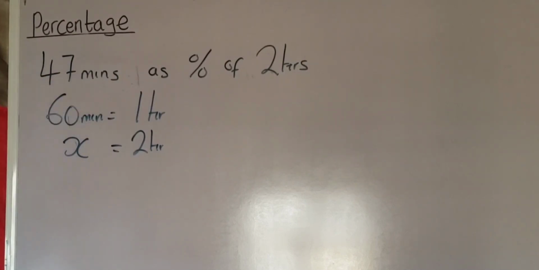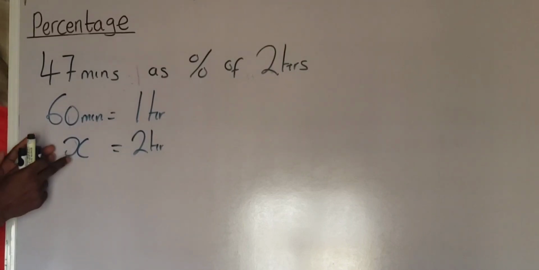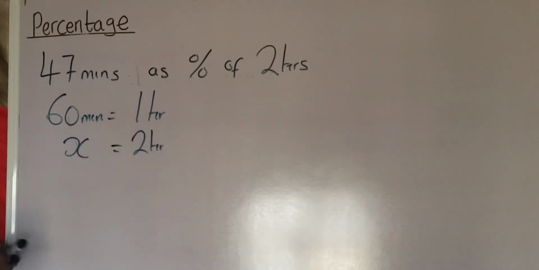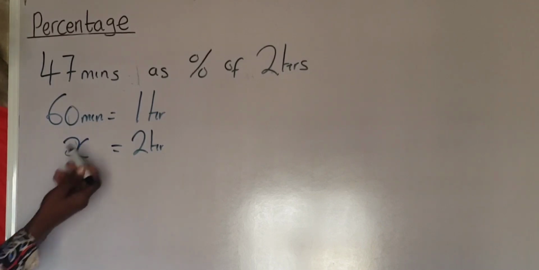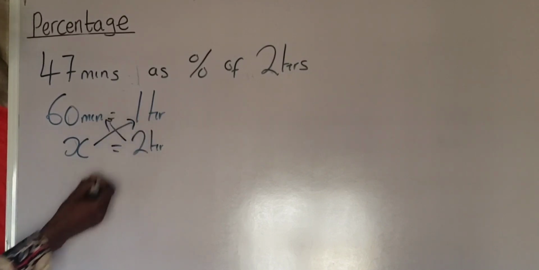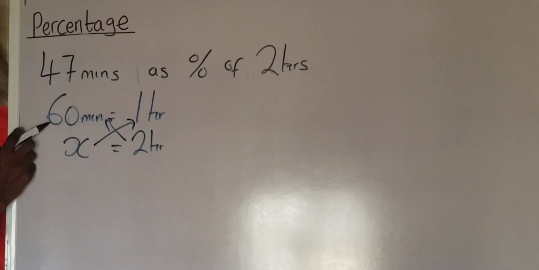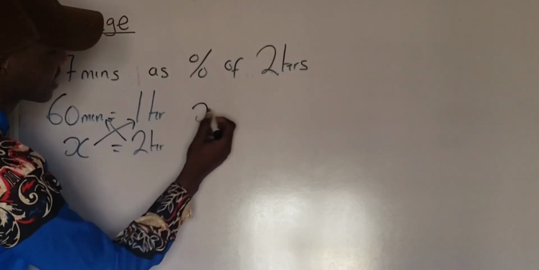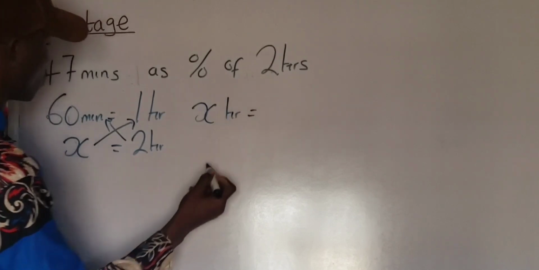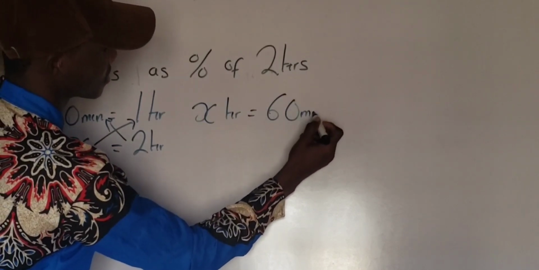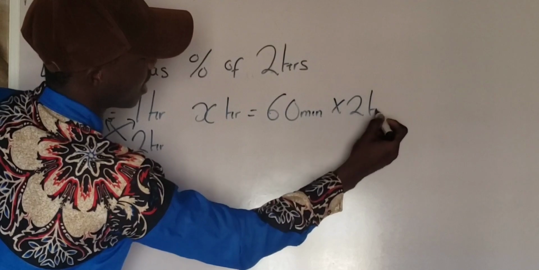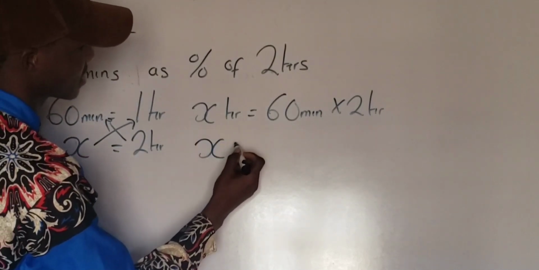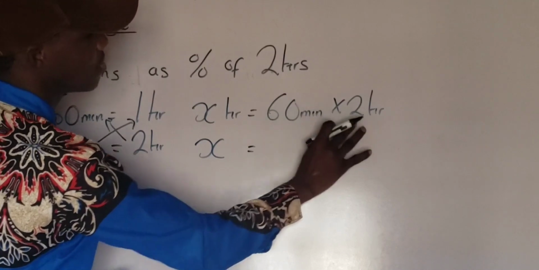60 minutes is equals to 1 hour. Now I represent x minutes. Let x is equals to 2 hours. So for this, I'm going to cross multiply. If I cross multiply, these 2 hours will multiply 60 minutes, and x will multiply 1 hour. So I'm going to have x hour is equals to 60 minutes multiplied by 2 hours. So x is equals to 60 multiplied by 2.